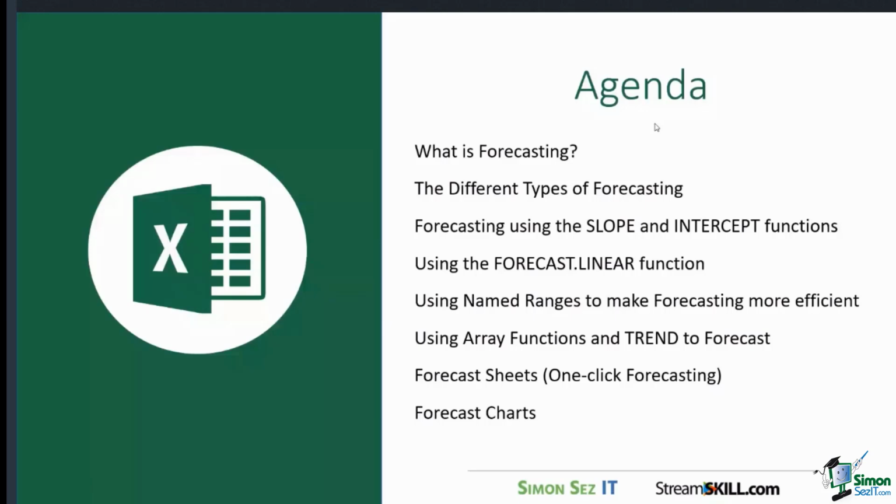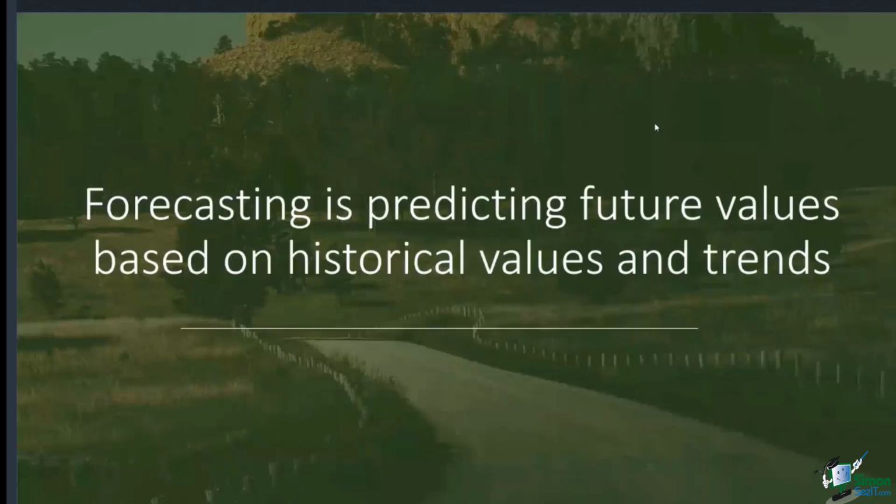So let's start out with that first question. What is forecasting? Well, really, forecasting is just predicting future values based on historical values and trends. So if you can imagine, it might be that you work in a sales team and you've got your sales data for the last 3 years, and you want to use that to predict what your sales are going to be for next year. That would be what we consider forecasting. Or it might be that maybe you want to work out what stock prices are going to do over the next 3 months based on what they've done in the previous year or 2 years.